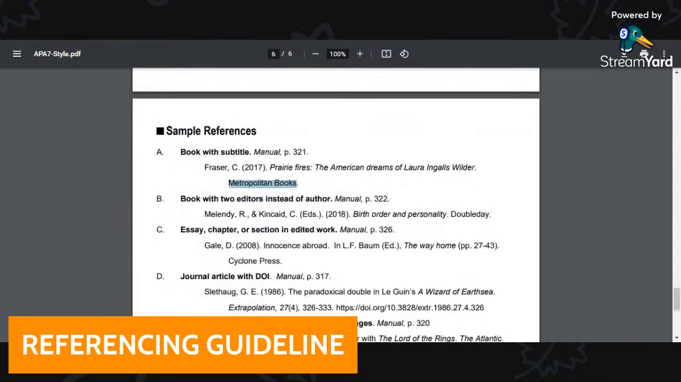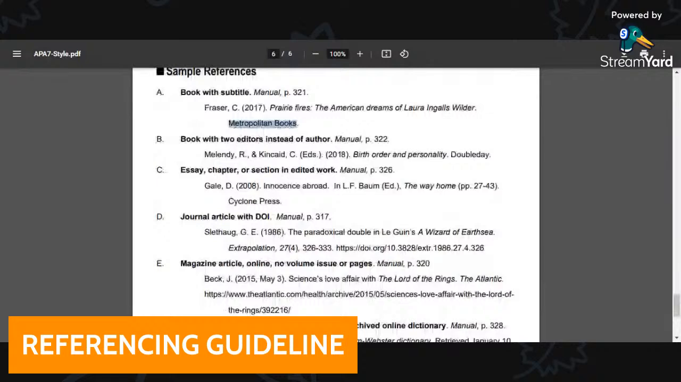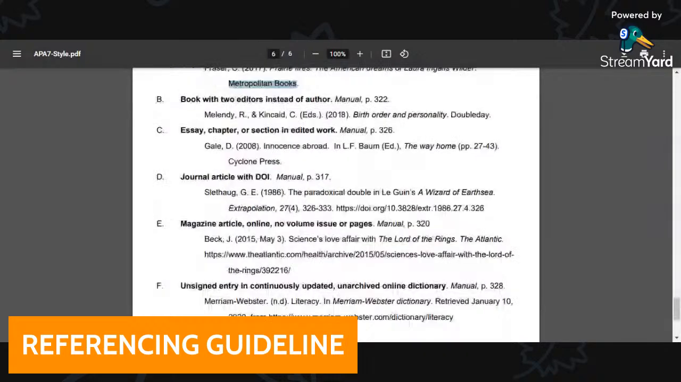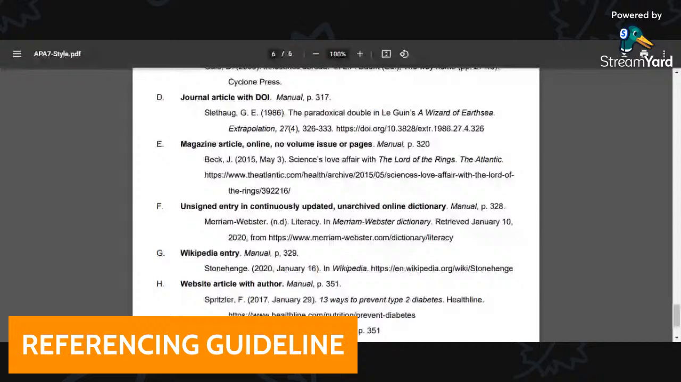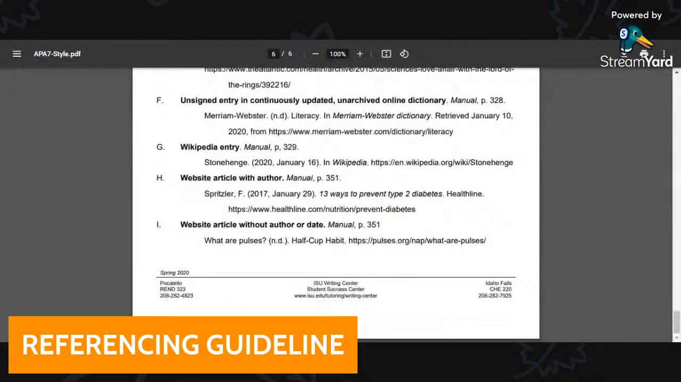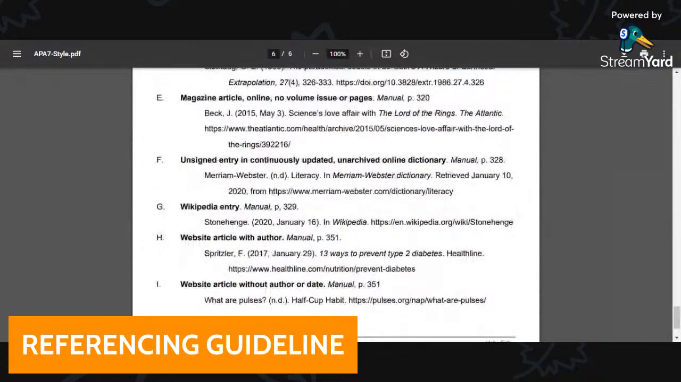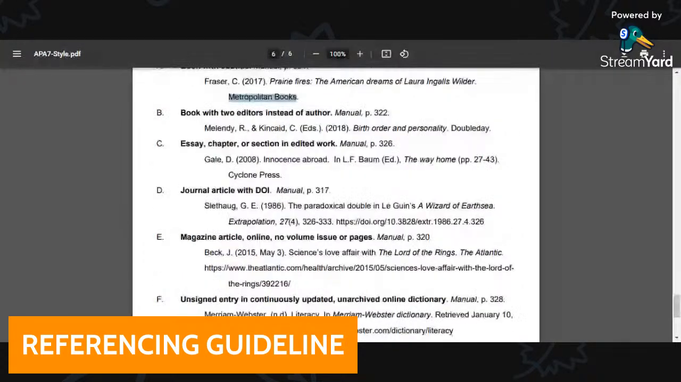Book with two editors instead of author, how we have to write it. Edited chapter or section. Journal with DOI, magazine articles online, unsigned entry, Wikipedia entry, how we use the Wikipedia entry, website articles with author, website articles without author or date. So here are a few examples of sample references.